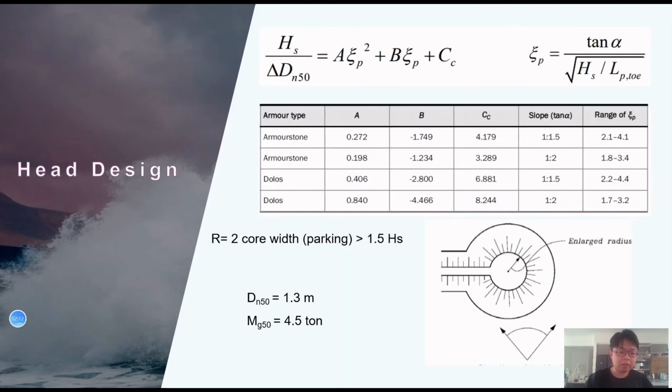Then the calculation of head structure is different. These two formulas are used in two major equations. Some of the unknowns can be determined using the following table. After completing the calculation of DN15, the following steps are similar to the trunk design.